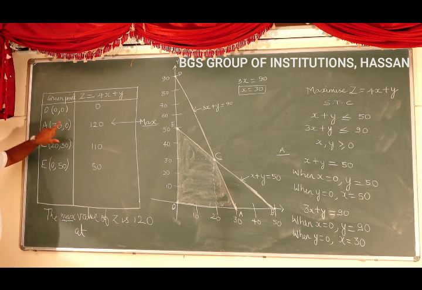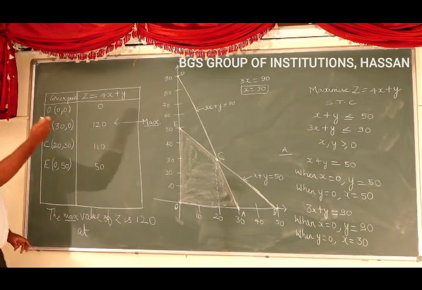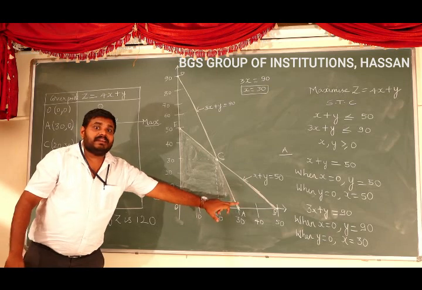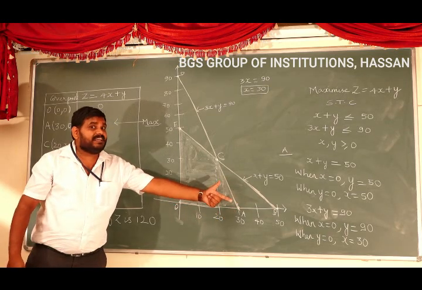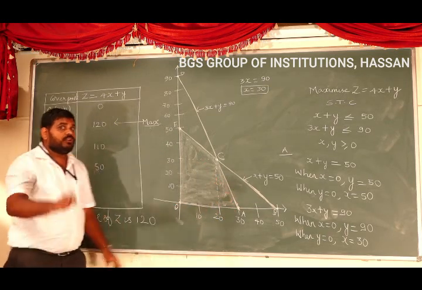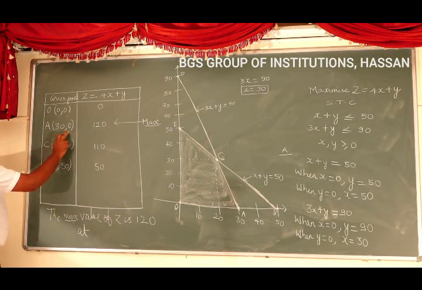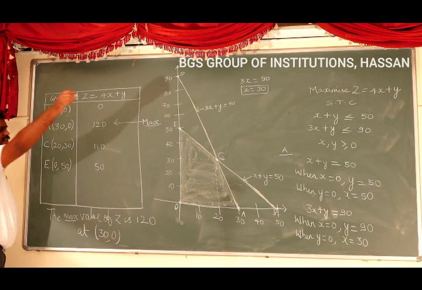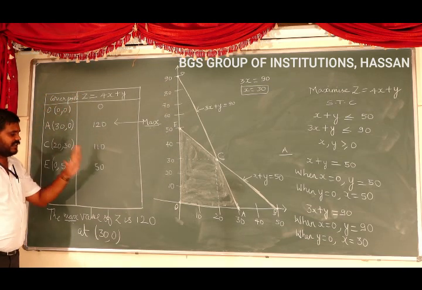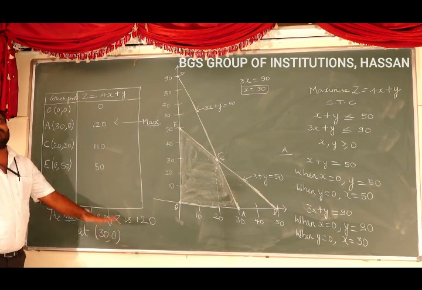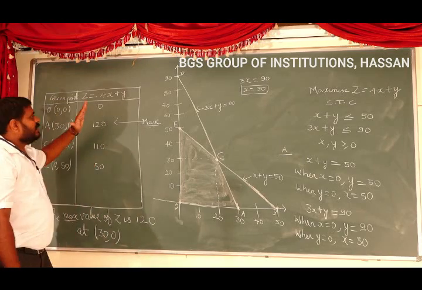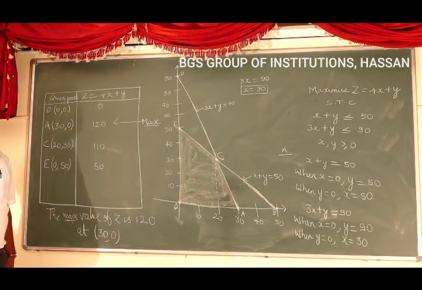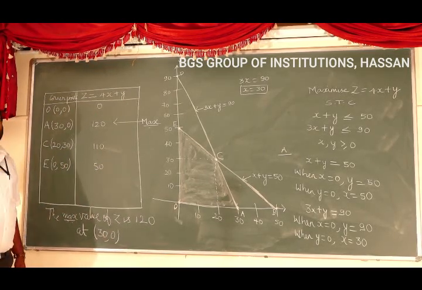30, 0. You need not say A, B, C, D, etc., because some might take this point to be A, some might take this to be B, some might take this to be D. It may vary. So you need to only mark the point saying 30, 0. So at 30, 0, this is the case. So we found the maximum value of z, which is 120. I hope the problem is clear for you right now. Thank you.